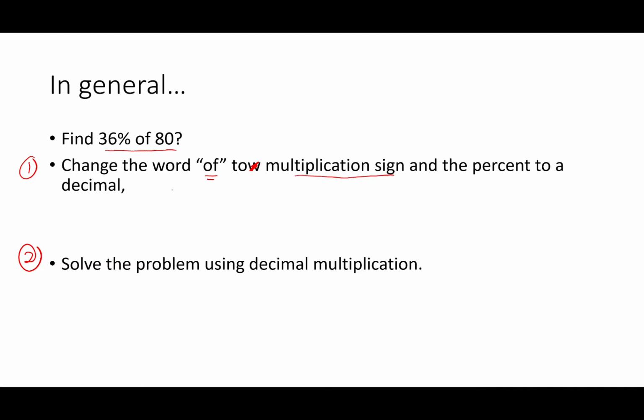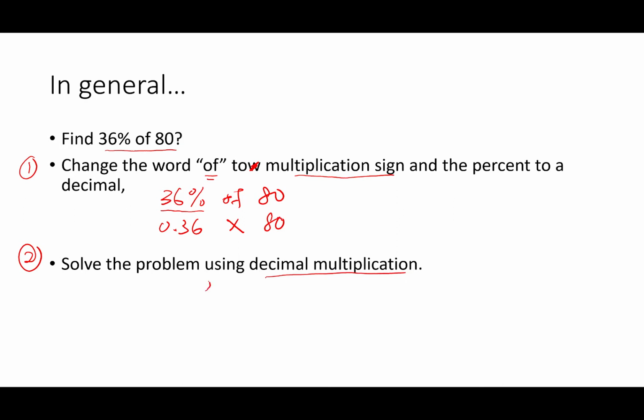Okay, so let's have a look here. 36% of 80. Okay, so we change the word "of" here into multiply. Okay, and the percent to a decimal. Now 36% converted to decimal will be 0.36. Alright, so 0.36 times 80. And then the second step is to solve the problem using multiplication, decimal multiplication, right?